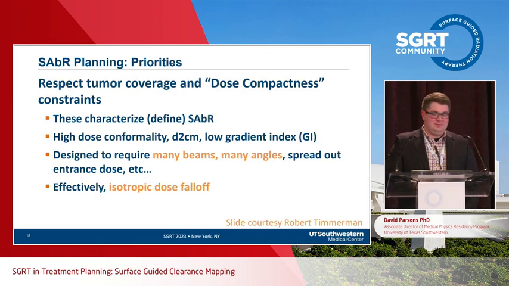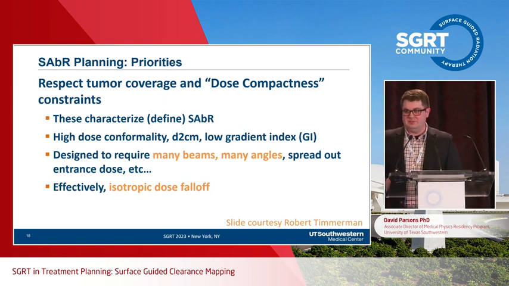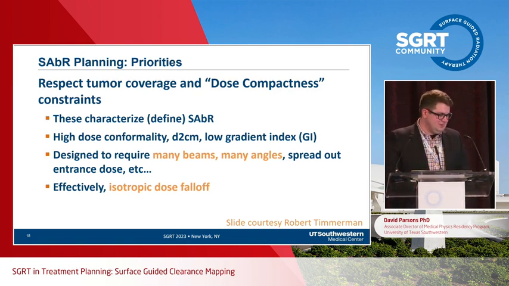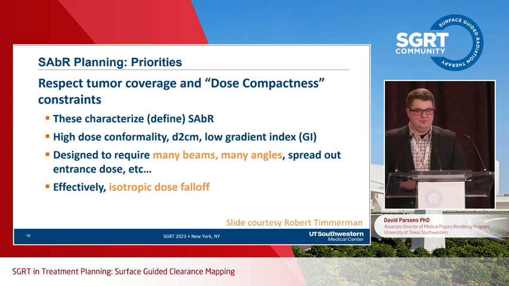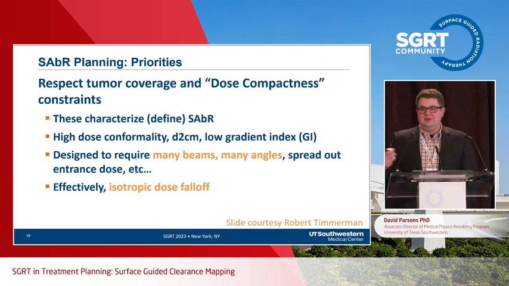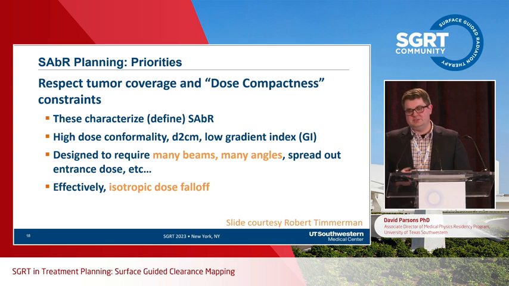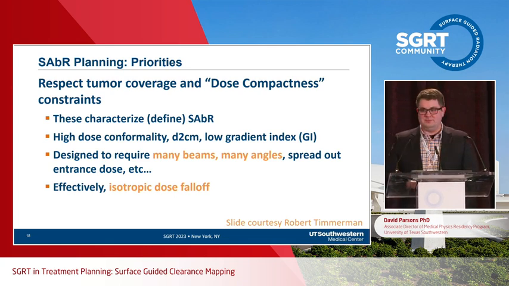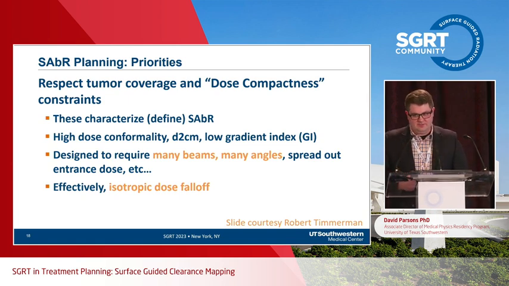Now, with stereotactic treatments, we have to think a little bit differently about how we treat these patients. Taken from our chair of the department, Robert Timmerman, this is how you would think about SBRT or SABR planning. You have to respect tumor coverage and dose compactness. These help characterize your SABR treatment. That means you have a very highly conformal treatment with a very, very sharp fall-off.